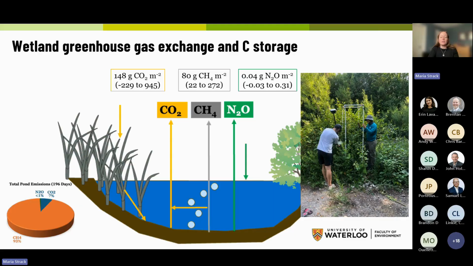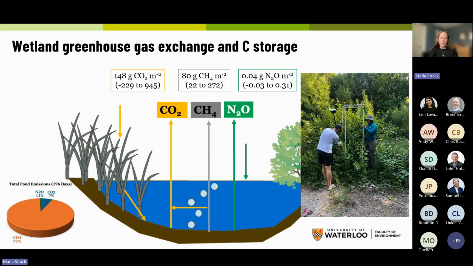And what Akshara found was, at least in the open water area of those ponds, instead of taking up greenhouse gases, they were releasing carbon dioxide, large amounts of methane, and were almost neutral for nitrous oxide. So if we think of the greenhouse gas balance of those systems, it was predominantly a source because of these large methane emissions that we're seeing.